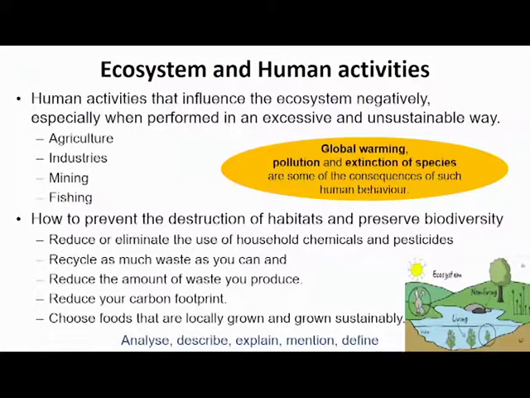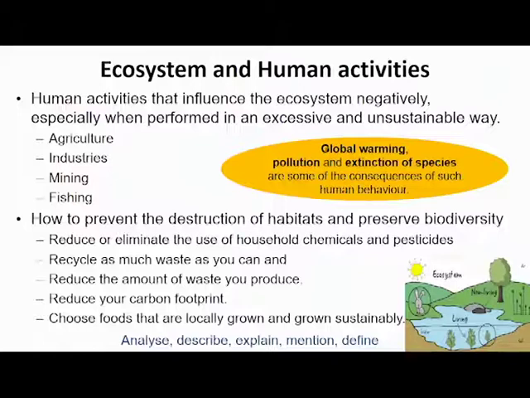And then we go through the ecosystem and human activity. An ecosystem is all the living organisms in a particular area, along with the non-living or abiotic part of their environment. The abiotic part of the ecosystem includes soil, air, water, and forces such as gravity and wind, and conditions such as temperature, light, and humidity. Human activity can influence the ecosystem negatively, especially when performed in an excessive and unsustainable way. That can be due to agriculture, industry, mining, and fishing.